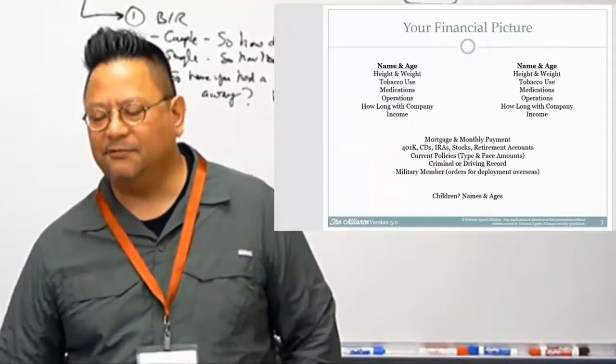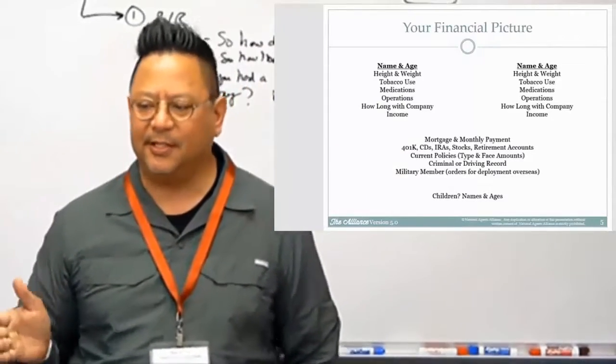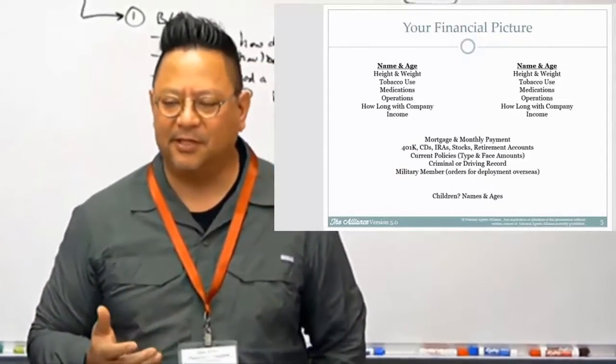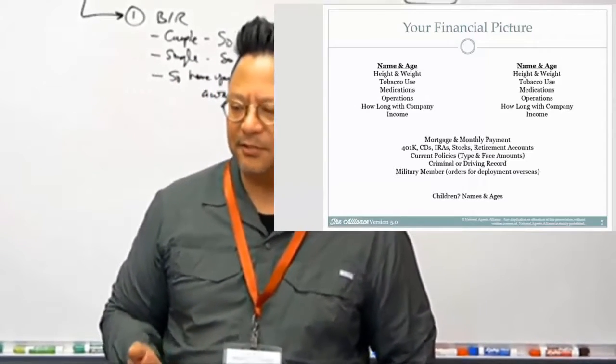Okay, so let's talk about your financial picture. So again, bond and rapport. This is one of the checks to see if you've built enough rapport with them that they're going to give you this information. So let's talk about your financial picture.